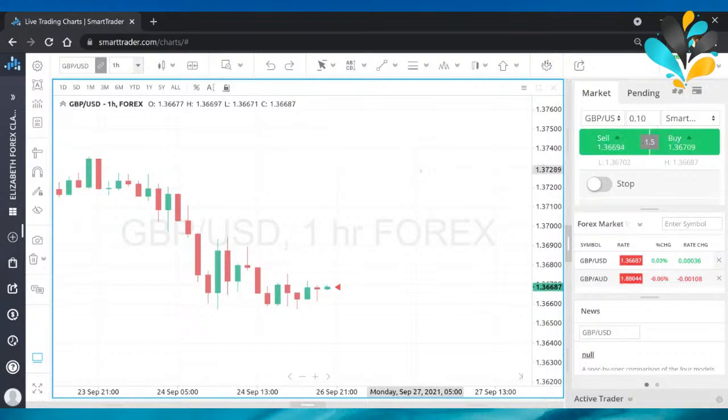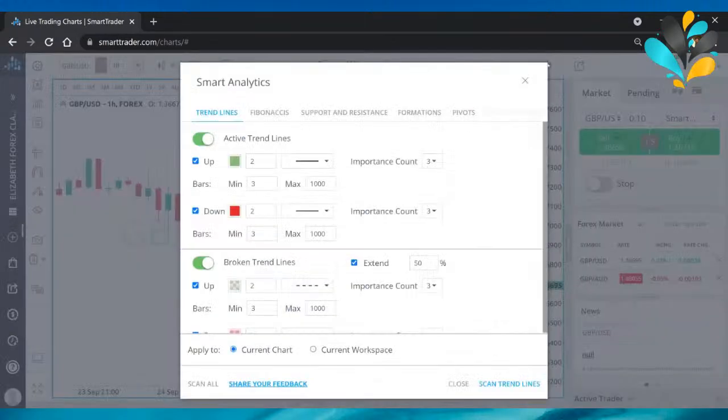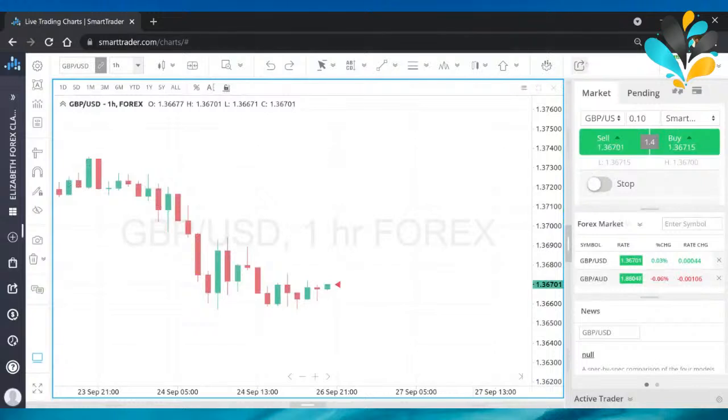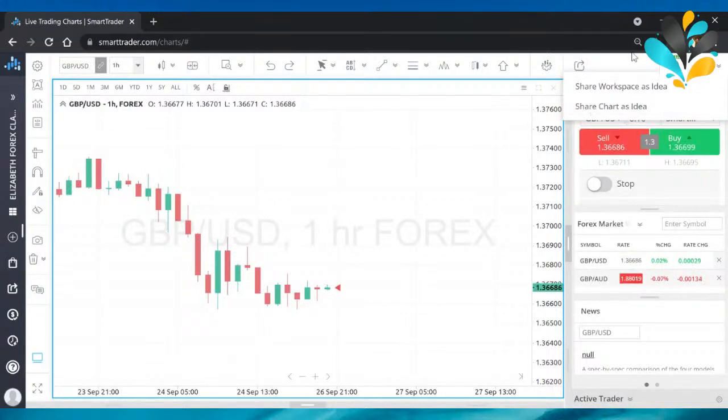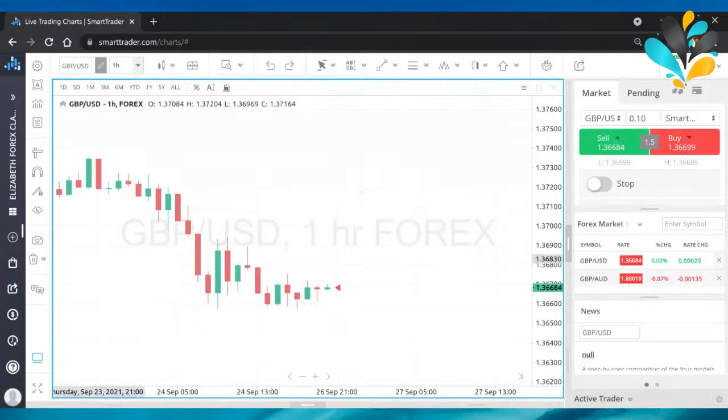All right, so now we have officially covered all of the icons except for these two. So you have smart analytics that you can use and scan your trend lines, et cetera, et cetera. We're going to get to that another time. You can share your workspace as an idea, share your chart as an idea, and you can see there's multiple places where you can do that. You can do that from here as well.